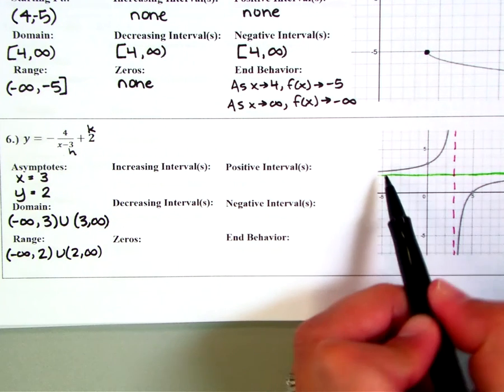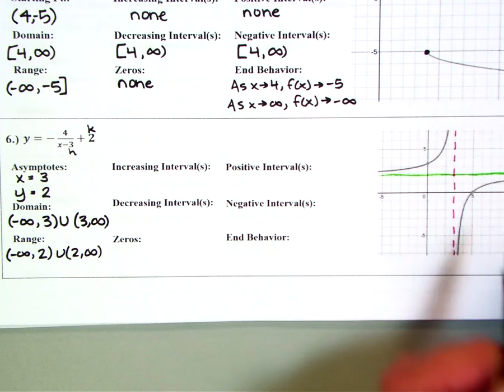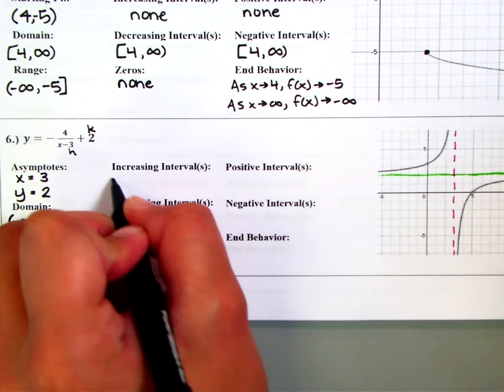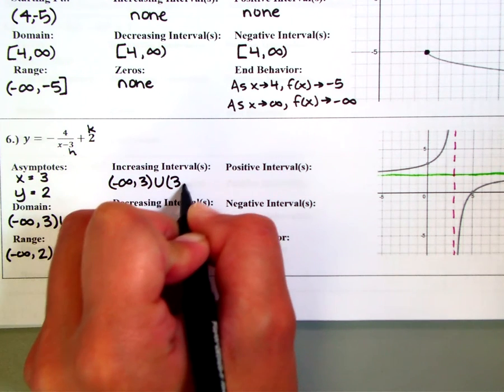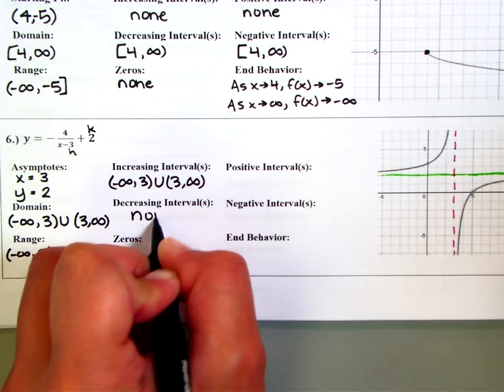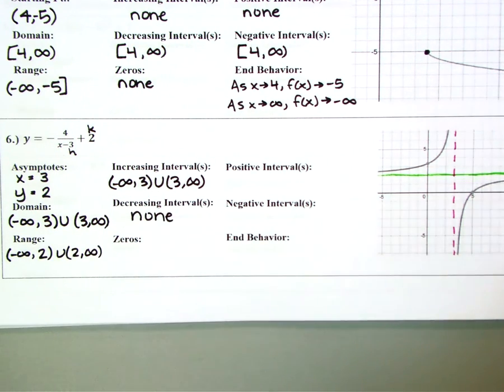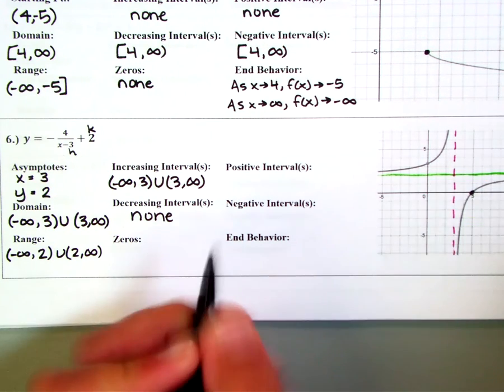This entire function, if I trace it left to right, even in the two pieces, both pieces are going uphill, so it's the same as the domain. So we'll have negative infinity to 3, union 3 to infinity. And we never decrease. We have 1, 0 at 5.